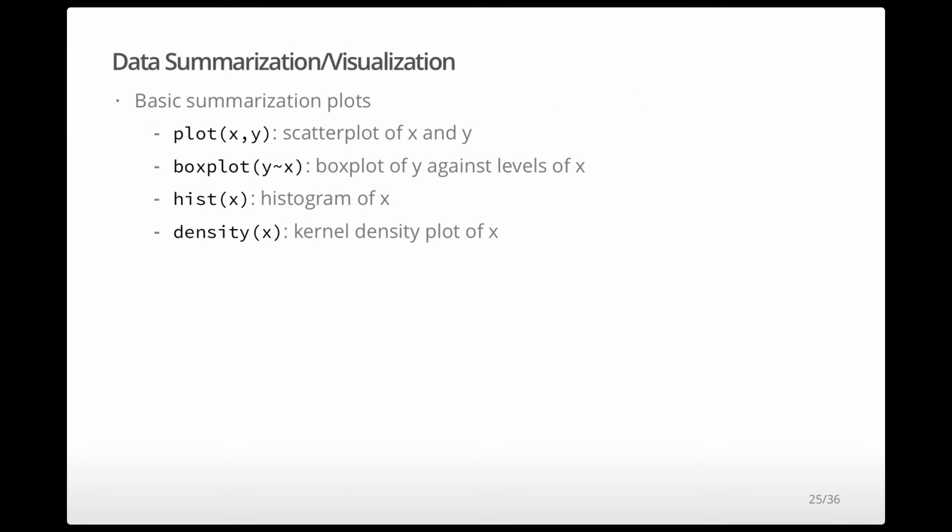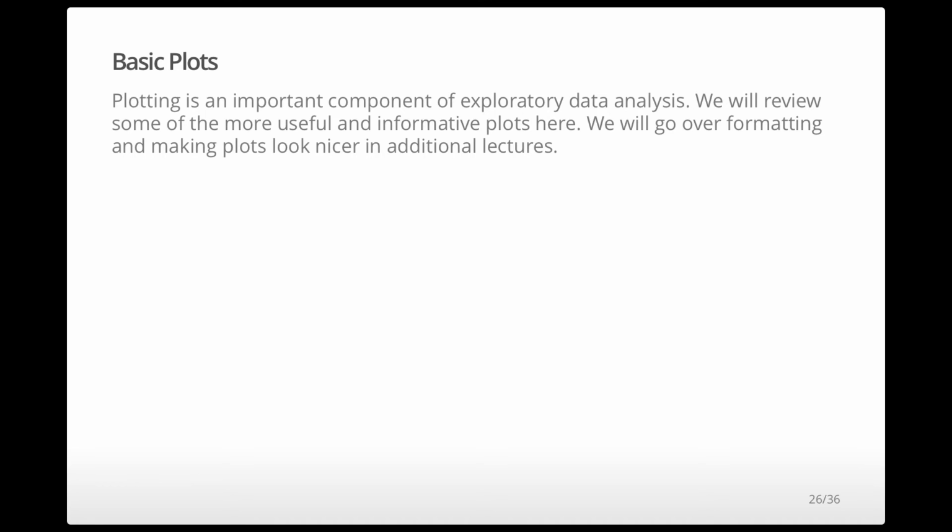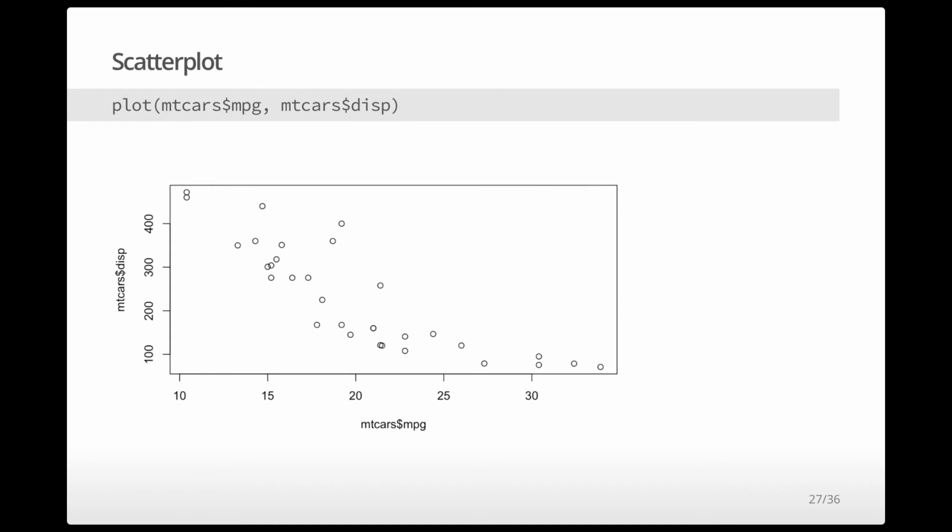All right, so we're going to talk about a lot more visualization later, but we're talking about some of these exploratory summarizations because I think they're really important. If you do plot x comma y, you'll get a scatter plot by default. There are ways to make line plots. Box plot, y tilde x, and we'll talk about this type of syntax, will do a box plot of y against x. X will be on the x-axis, y on the y-axis. Hist of x will give a histogram. Density will calculate a kernel density of x, and if you plot this object, it'll give a plot of the kernel density.